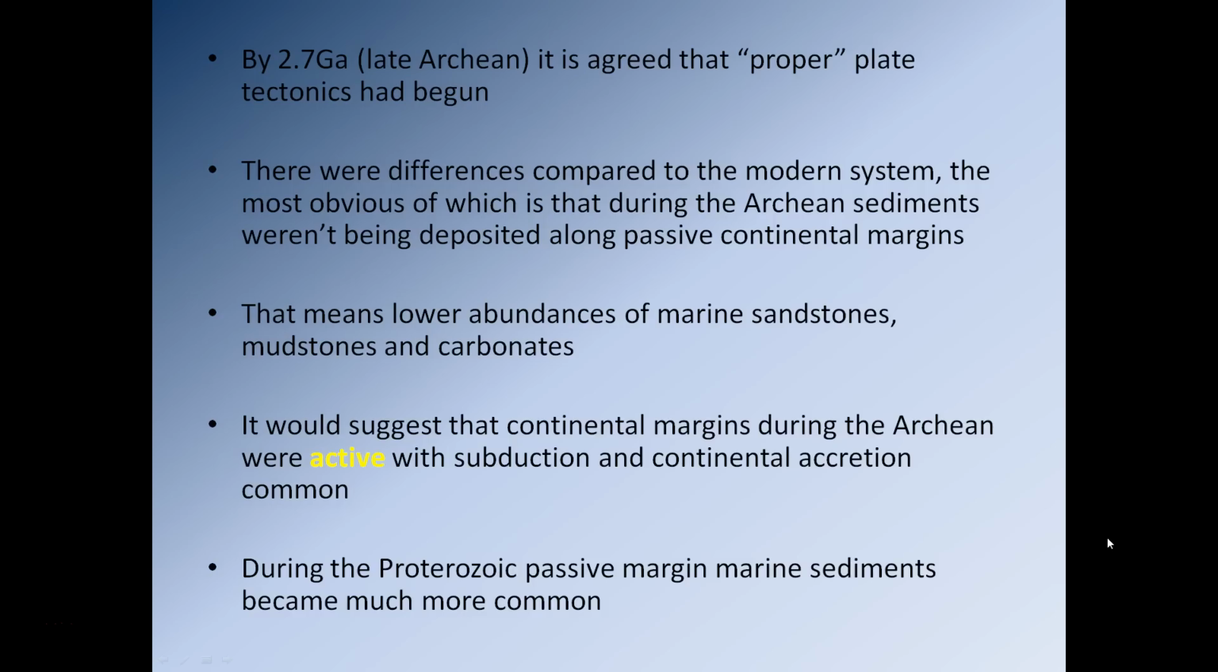And it also means that, of course, if there's a subduction zone going underneath the continents, there's going to be melting underneath the continents, which is going to supply magma, which is going to help with the underplating of the continents, helping to add mass to them. So we don't see passive continental margins really making an appearance until the Proterozoic, where they become a lot more common very quickly.